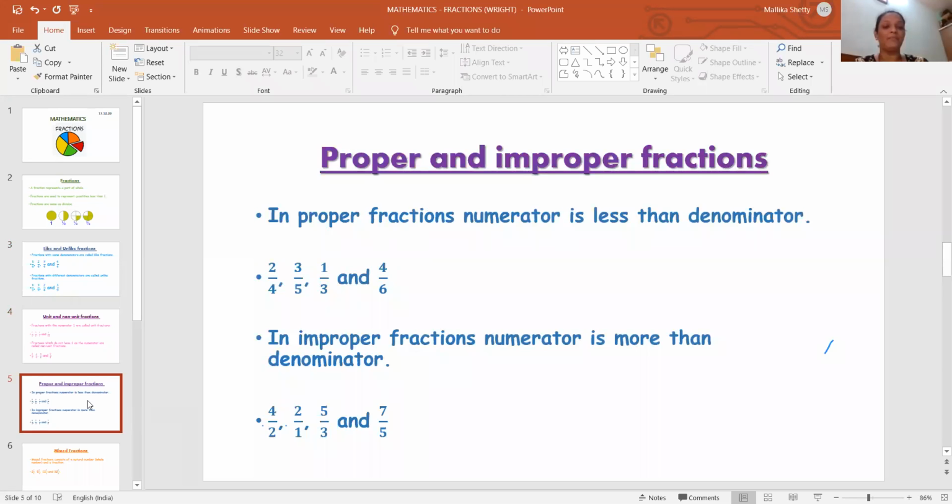Now next we come to proper fractions and improper fractions. And what is an improper fraction? Hamza, can you explain to us?